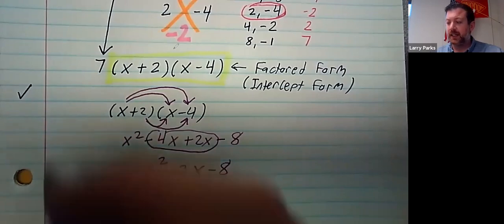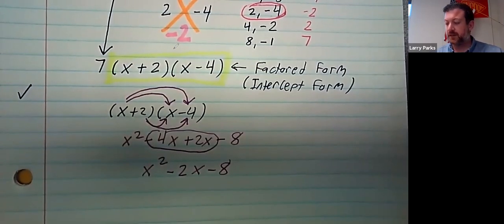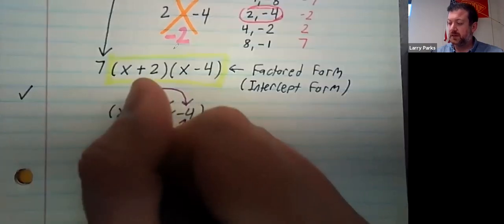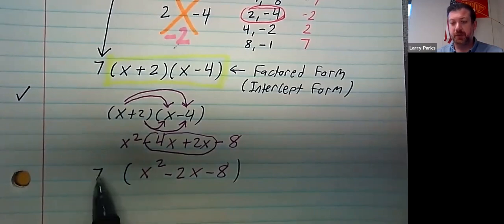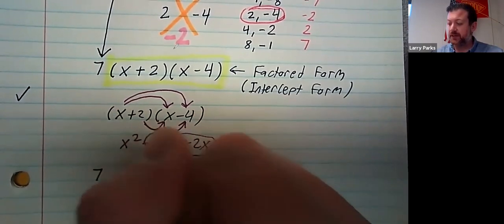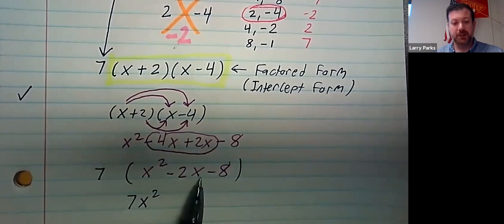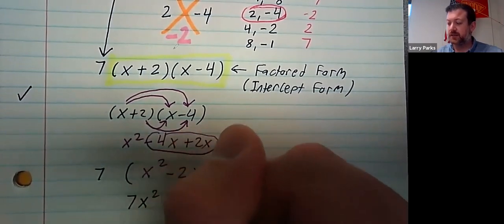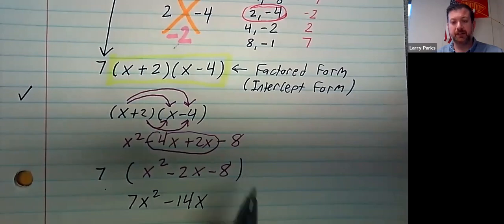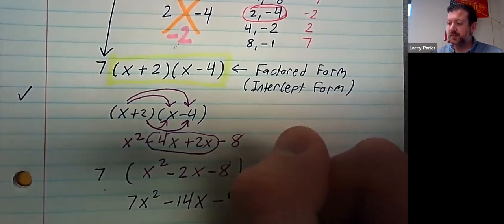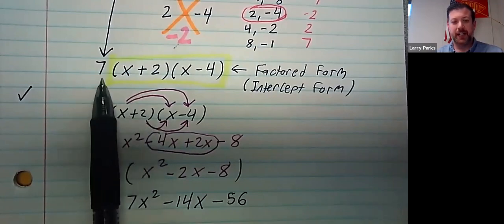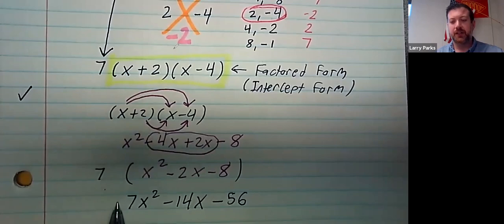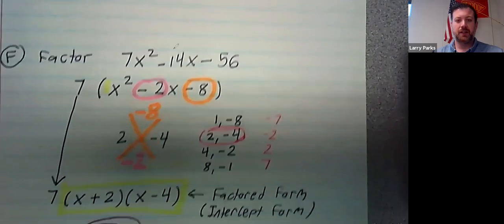Now we're not done. I also need to multiply by 7. Okay, 7's easy. I just multiply everything by 7. 7 times x squared. 7 times 2x, 14x. And then 7 times 8, 56. So I just confirmed that if you take 7 times x plus 2 times x minus 4, you get 7x squared minus 14x minus 56, which is what we started with.